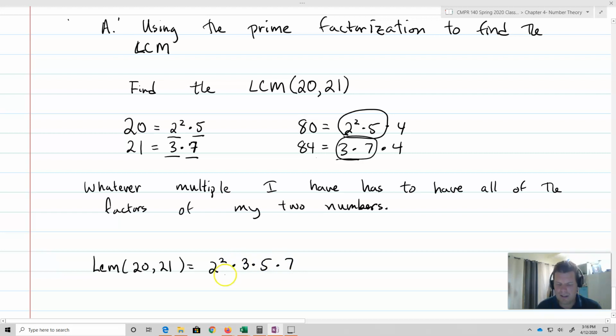Notice that that number is going to be divisible by 20 because it's got 2 squared times 5 as its factors. And it's also going to be divisible by 21 because it's got 3 and 7. So the LCM here is equal to 420. And that's the smallest one because it's the one that shares all of the prime factors of both 20 and 21 and nothing else. So let's take a look at another example.